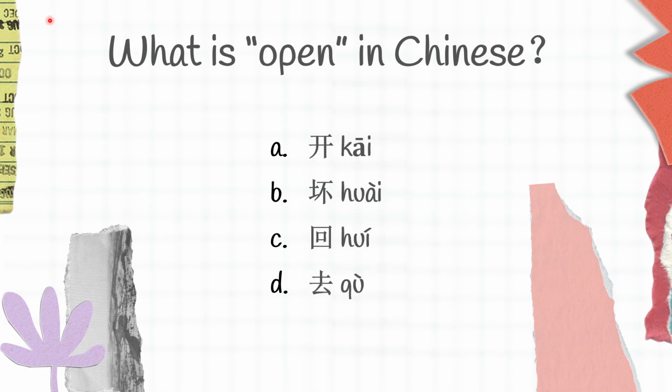The next one here, what is open in Chinese? We have A, 开, B, 坏, C, 回, and D, 去. So please try to guess first. Kai here is open, and 坏 is bad, 回 is return, and 去 is go. Open in Chinese is A, 开.